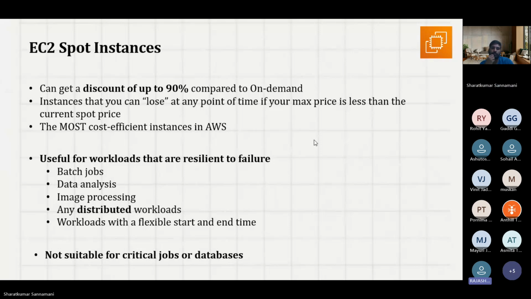It is not good for steady state work, and not good for your critical application type. It is good if you just want to do some testing activity. Suppose I need to do some testing on my application, and I'm not worried even about data loss. For that purpose, you can use spot instances at a lower price. Okay, so that is what spot instances are.